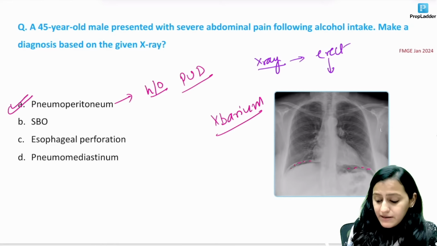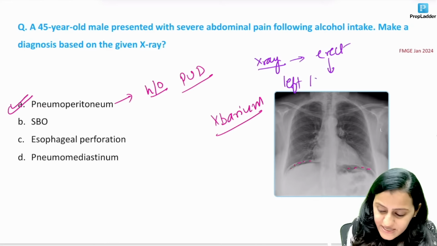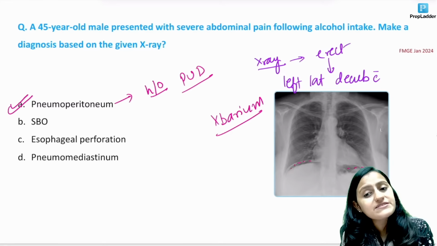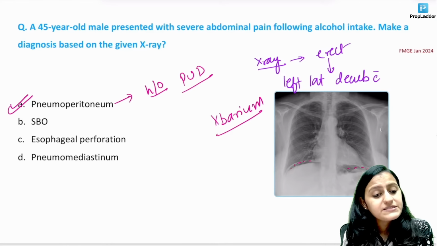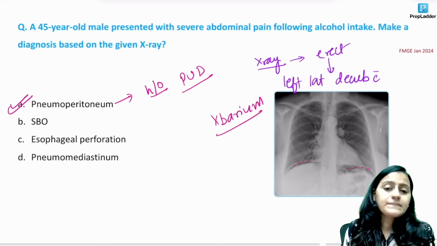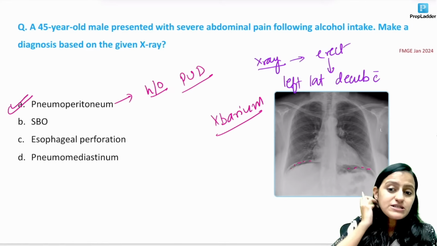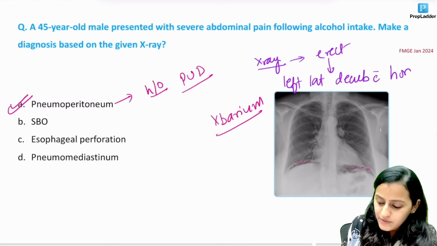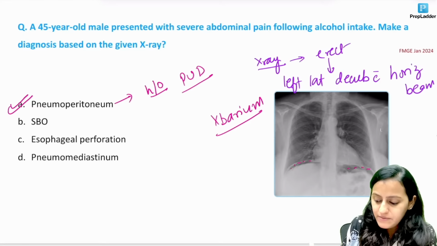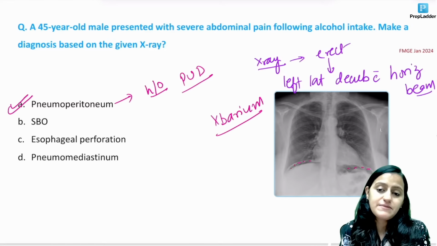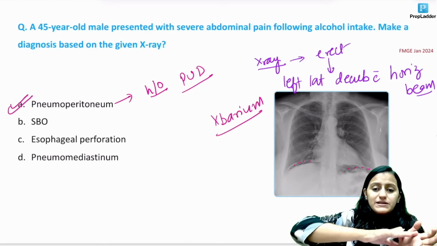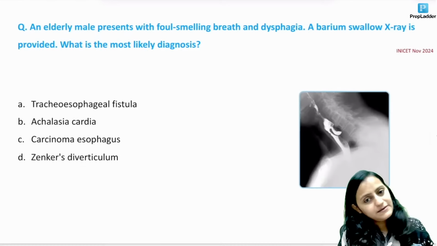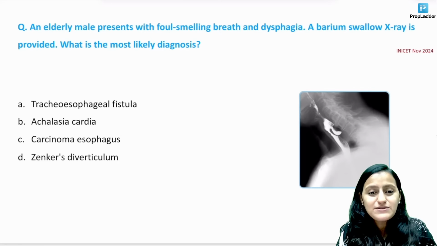So please remember, it is always left lateral decubitus with what beam of X-ray? Horizontal or vertical beam of X-ray? Any decubitus X-ray is with horizontal beam of X-ray. Okay, that's with horizontal beam of X-ray. Always. Because decubitus mein, the beam has to come horizontal, parallel to the ground. Okay, right. Next one, what are you seeing here?